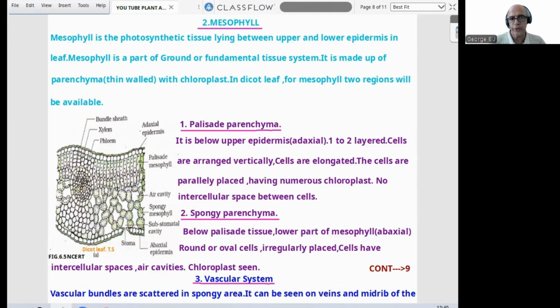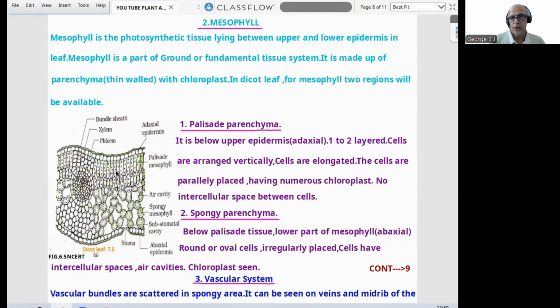That is how we can distinguish dicot or monocot leaf. Diagram we can find here, one area, this one, this one. So the upper area is otherwise called palisade parenchyma. It is below the upper epidermis, that is the upper side of the leaf, and it is called adaxial.